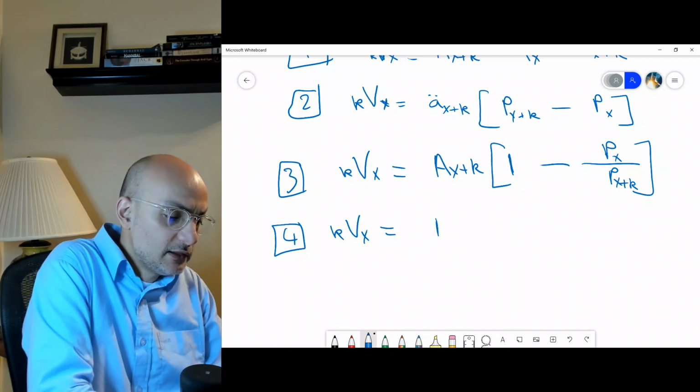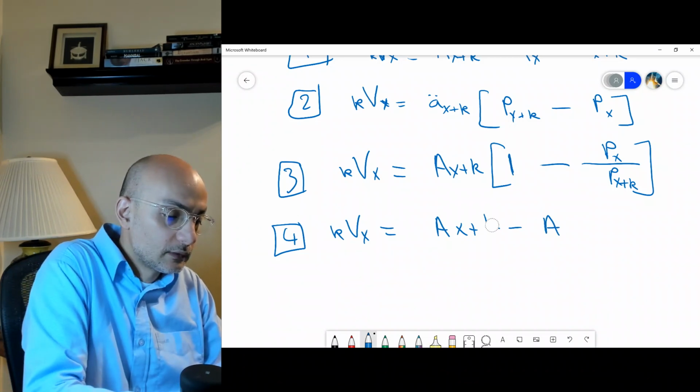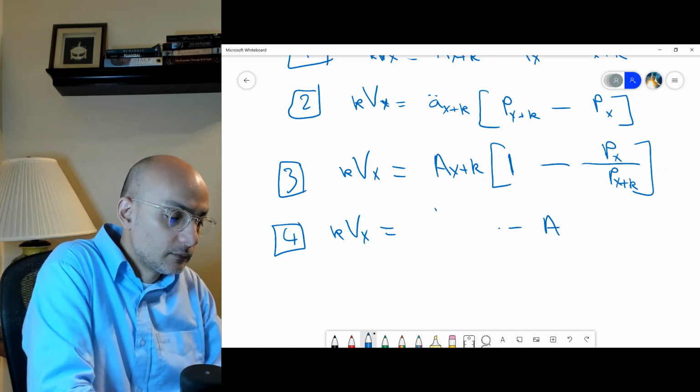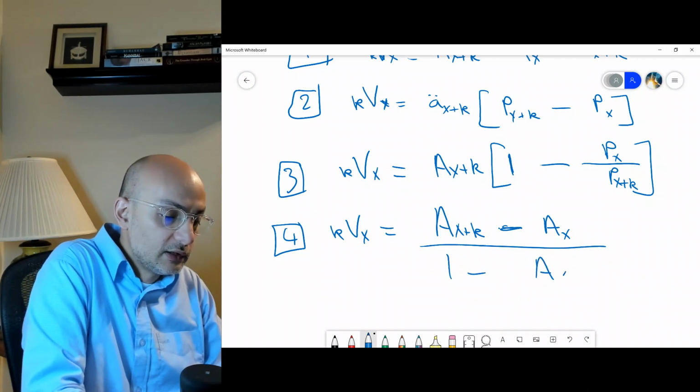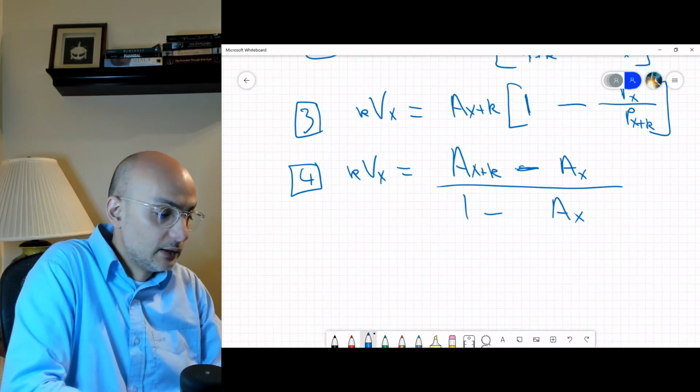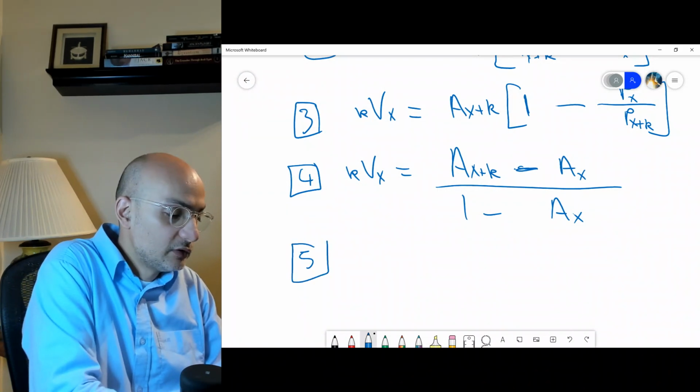Now you can also write this one as A(x+k) minus Ax, over 1 minus Ax, right? That's another way.